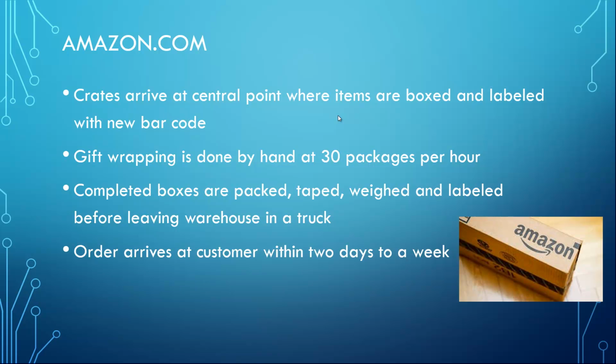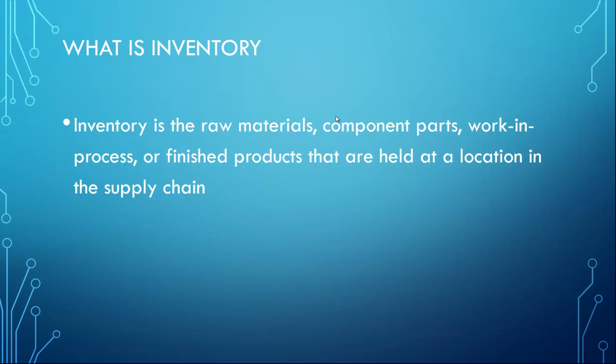Amazon recently deployed their own delivery system and created a fleet of 100,000 electric delivery vehicles. Looking at the growth in Amazon and the need for warehousing, distribution, and inventory management takes us to the definition of inventory. What's inventory? Inventory is the raw materials, component parts, work in process, or finished products that are held at a location in the supply chain.